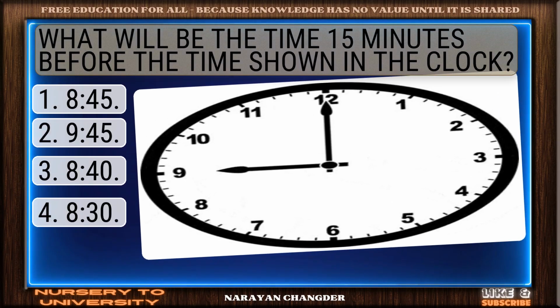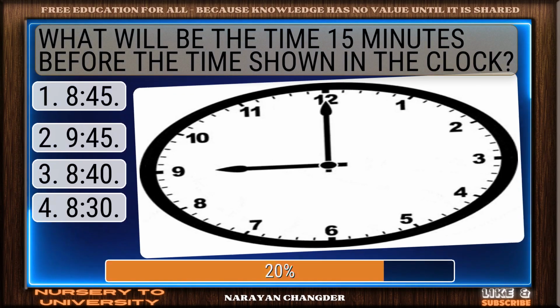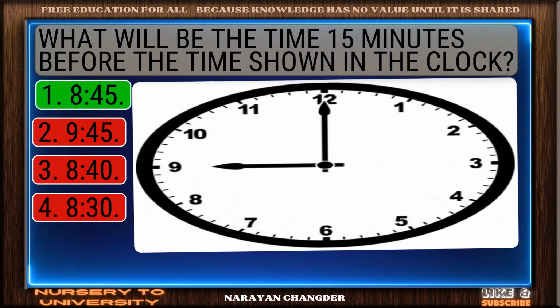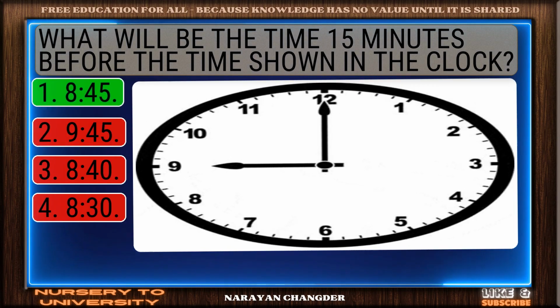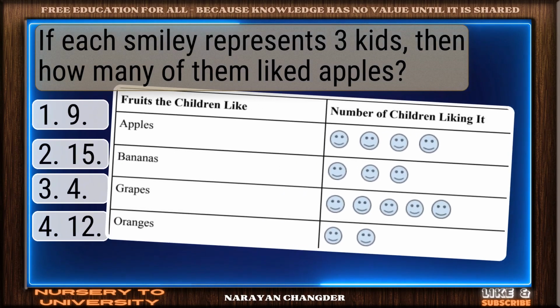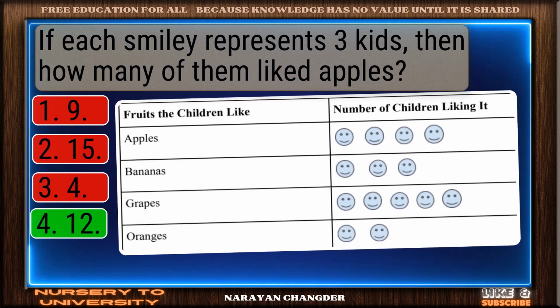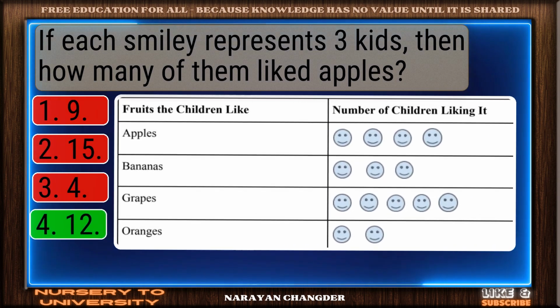What will be the time 15 minutes before the time shown in the clock? Excellent. 45 is a brilliant choice. If each smiley represents 3 kids, then how many of them liked apples? Well done. 12 is the right choice.